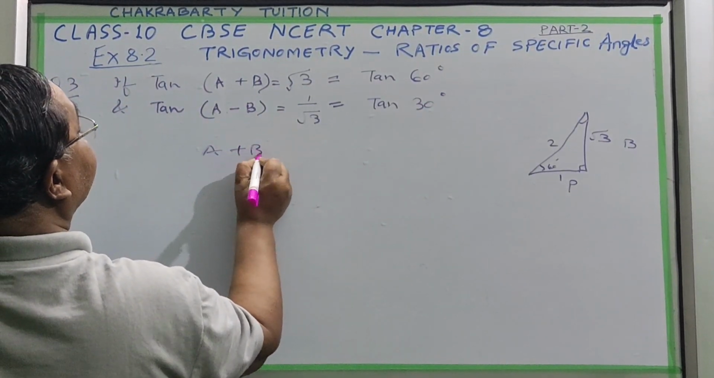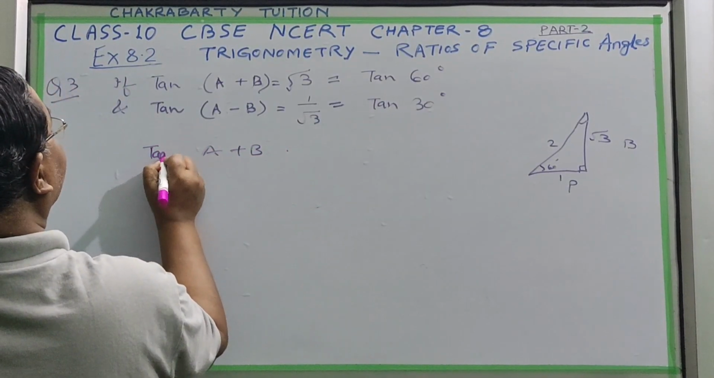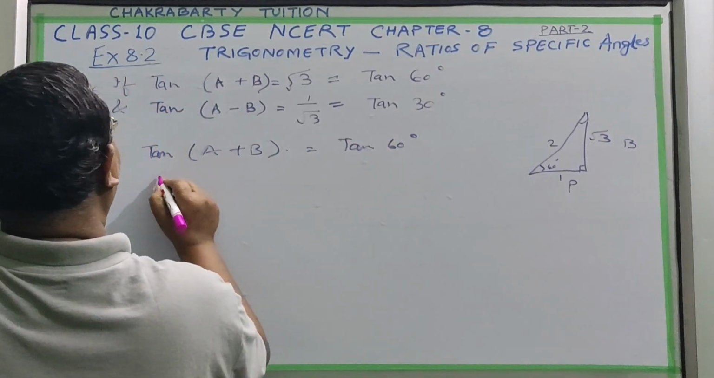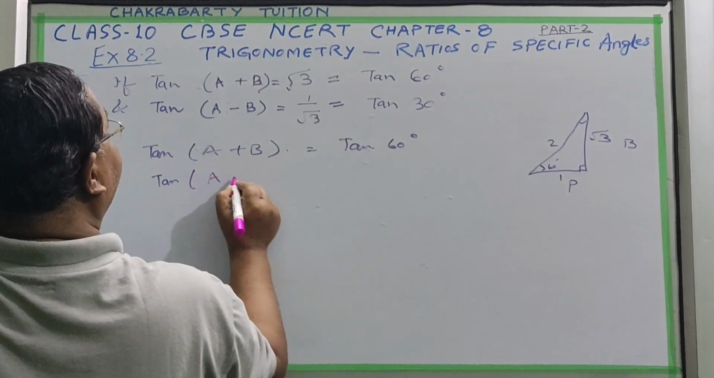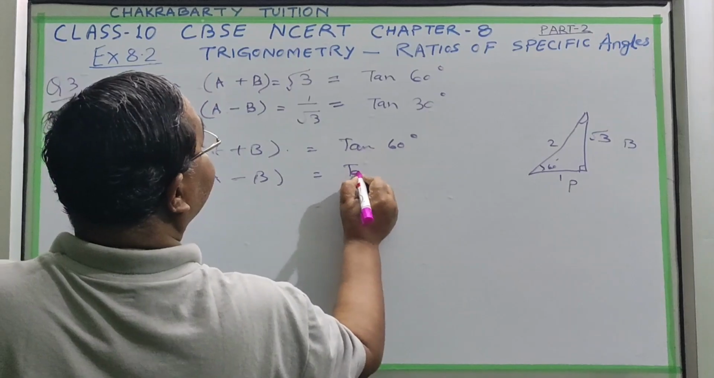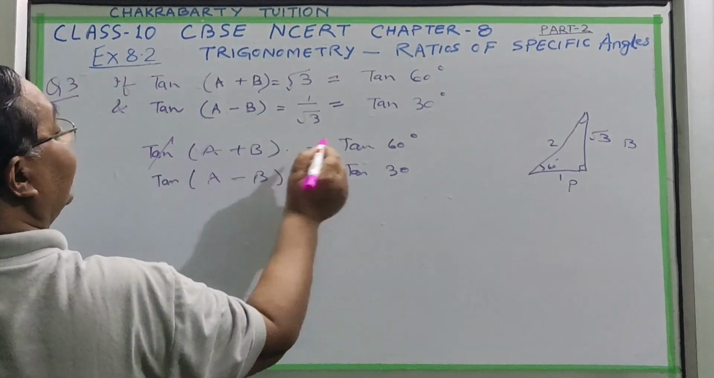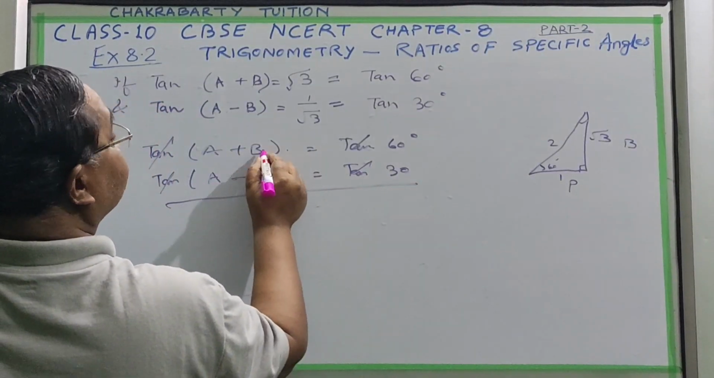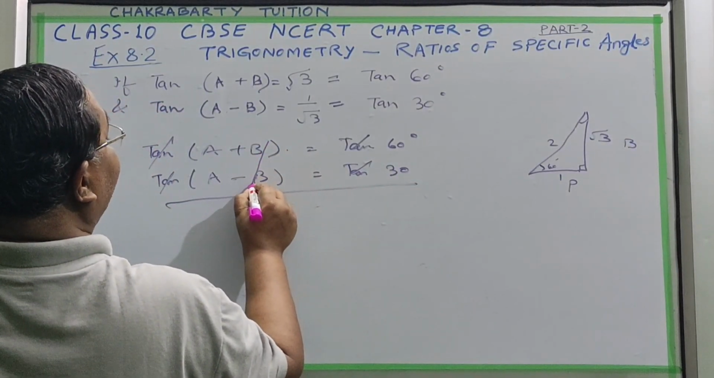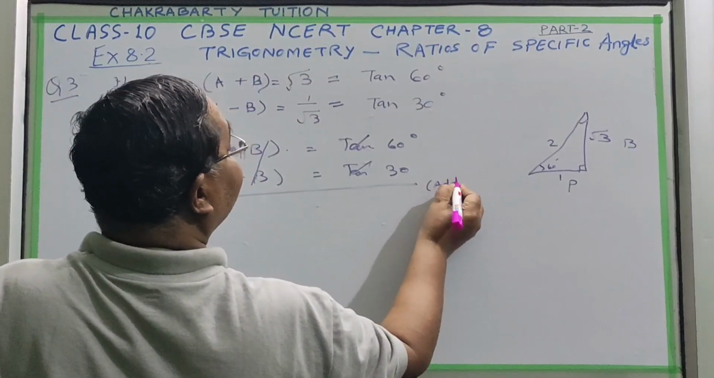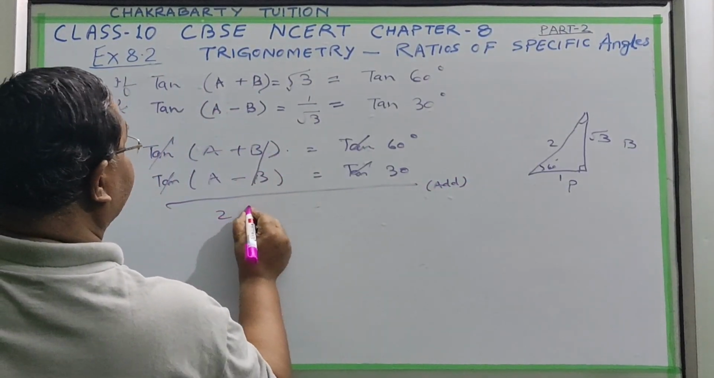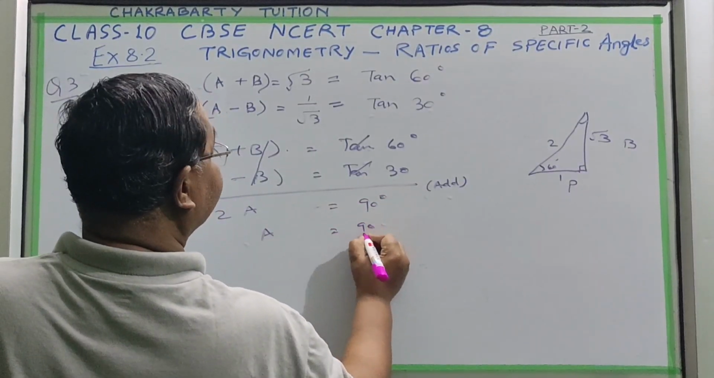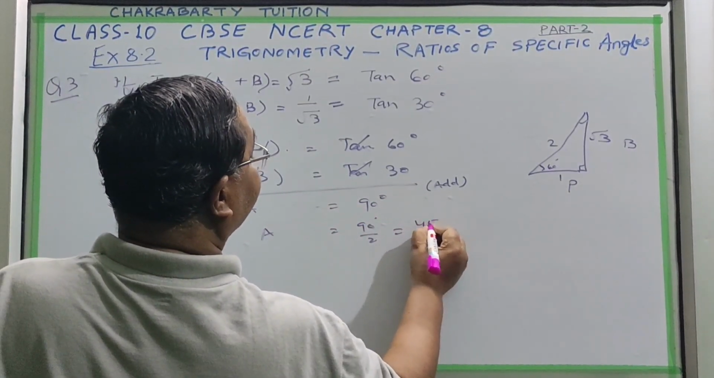tan A plus B is equal to tan 60 degree, and tan A minus B is equal to tan 30 degree. Tan and tan we can remove. Okay. So here A plus B and A minus B we will add. By adding, B will go off and 2A will remain. 2A is equal to 90 degree. So A will be equal to 90 by 2 is equal to 45 degree.